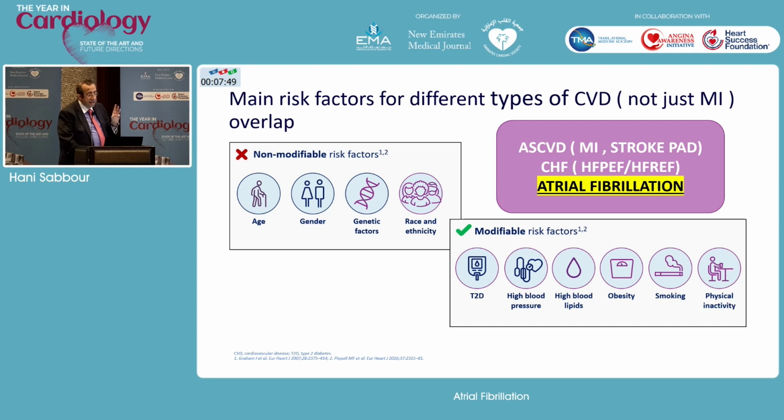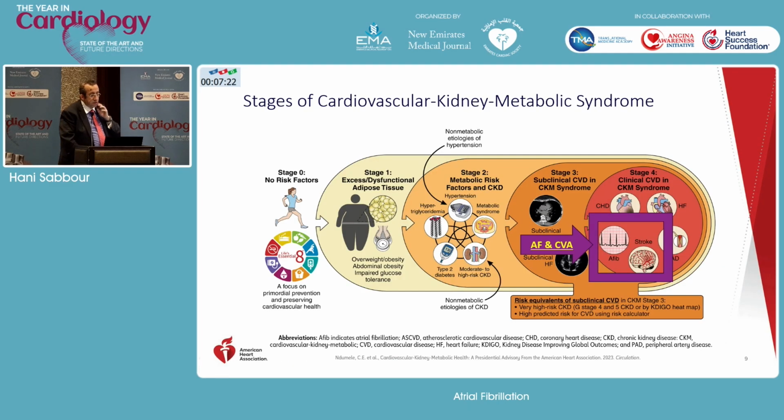So remember, age, gender, genetic factors, race, you can't prevent, but you can treat diabetes, high blood pressure, you can treat hyperlipidemia. Obesity is now a target for cardiovascular professionals. We have to get into obesity very efficiently. Smoking cessation, physical activity. What do you get out of this? You have reduction of ASCVD, MI, stroke, and PAD, heart failure, and atrial fibrillation. It is strictly a very important concept to think about. So this is the CKM.